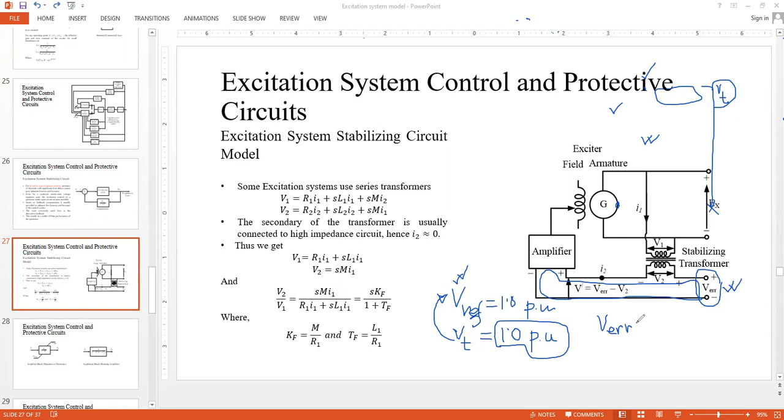So this is V error, this is voltage rise, then you have voltage drop, V2. Let's say we give the input to the amplifier a name, V dash. So if we are only interested in the input to the amplifier, that is V dash, and simply that would be V error minus V2. So this is how we get the expression of the input voltage to the amplifier.